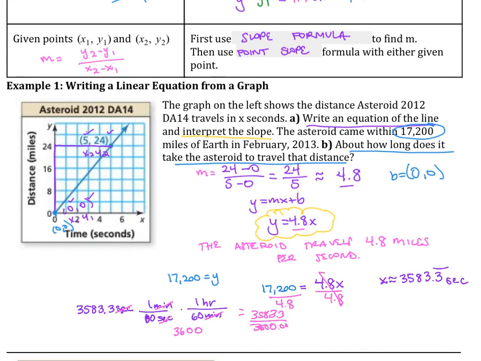So we can say that it takes the asteroid about 1 hour to travel 17,200 miles. So that is part B.